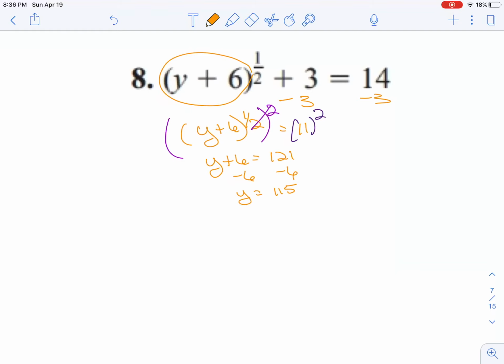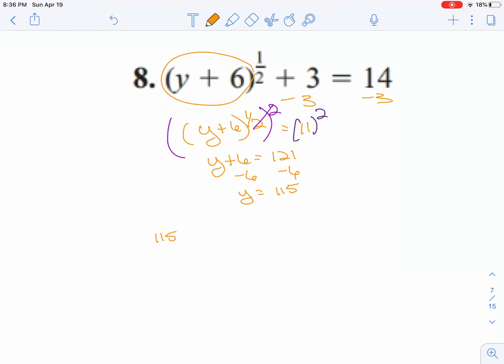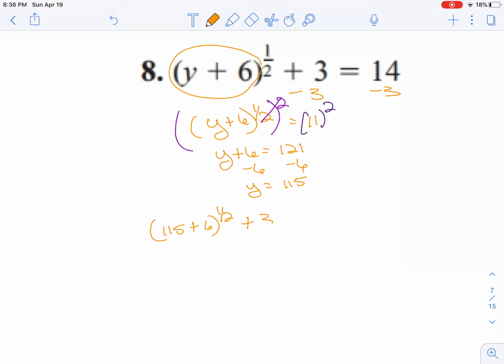I do have to check. Substitute 115 in for the y, plus 6 to the 1/2, which really just means the square root, plus 3 equals 14. So 115 plus 6 is 121. That's to the 1/2. Plus 3 equals 14. So what does the square root of 121 equal? We did that in the very beginning. That's 11. 11 plus 3 equals 14, and that one checks. Okay? Alrighty. One more.